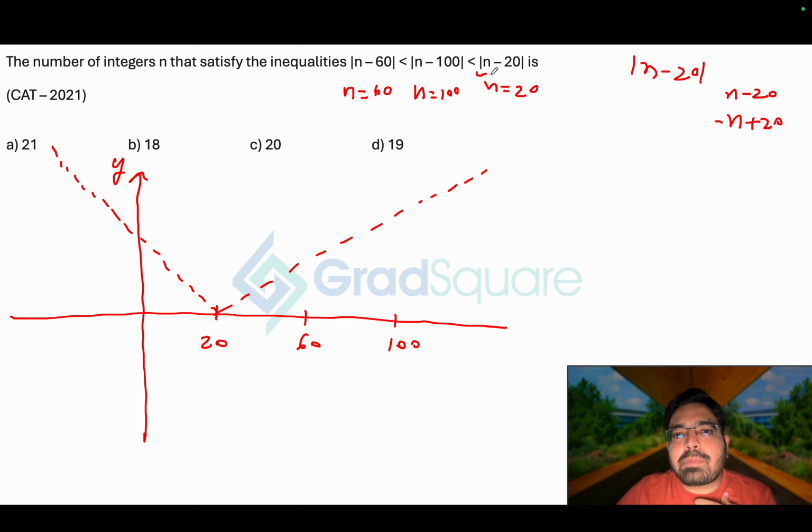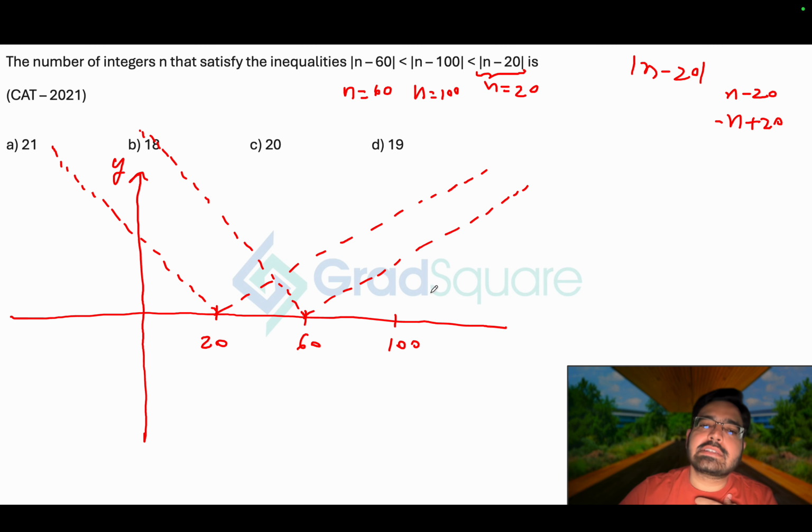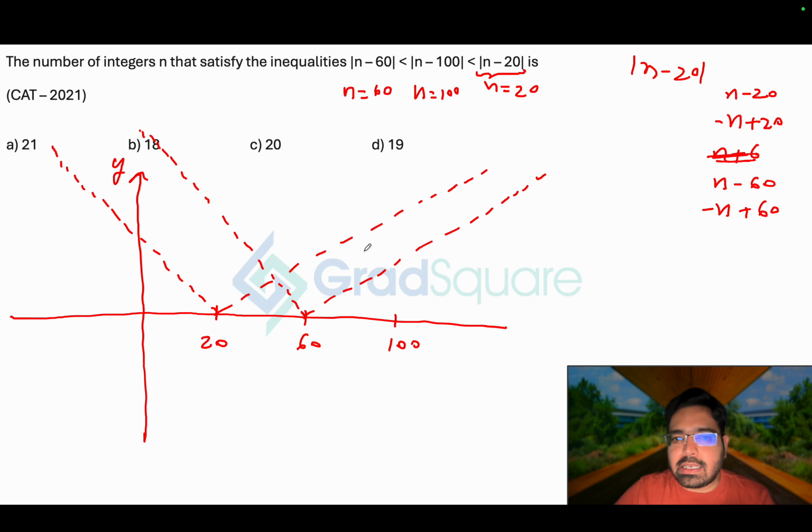We want this part to be the highest among the 3 inequalities. What is the second inequality that we are getting? Modulus of n minus 60. Modulus of n minus 60 will come up like this. This will be the modulus of 60. And this will come up like this, right? Now, we know the equations of these 2 parts also. What will be the equation of this particular part? The equation will be n minus 60, because n was greater than 60. And when n is less than 60, you are going to get minus n plus 60. So we need the equations of each of the parts of the graphs as well, right?